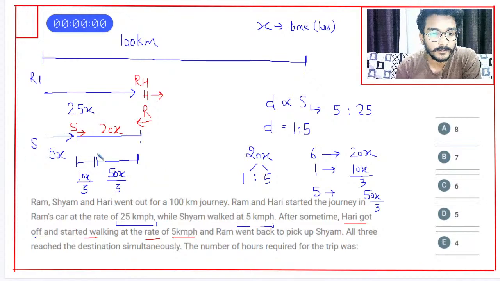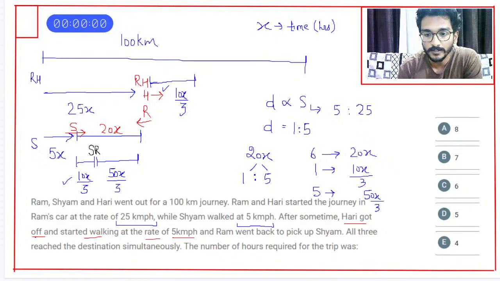In this particular case, Shyam and Ravi meet somewhere here, and in the same time, Hari has covered some distance. So how much has Hari covered? The same distance Shyam has covered, because Hari and Shyam's speed is the same, that is 5 km/h. So Hari will cover the same distance, 10x by 3. Is this much clear to you?